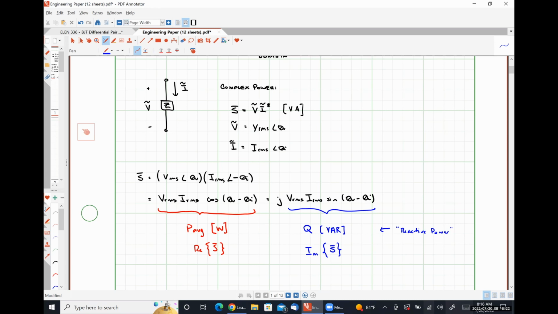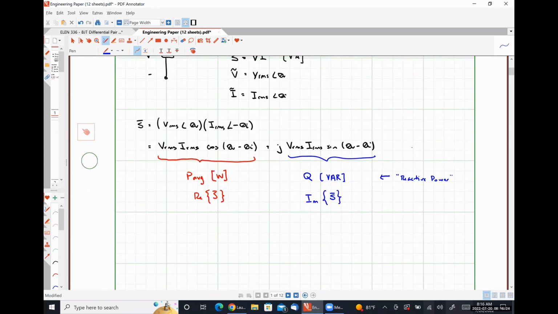All right, so we can express our complex power also in terms of a polar complex number, right? That polar complex number representation would be VRMS IRMS, angle theta V minus theta I.